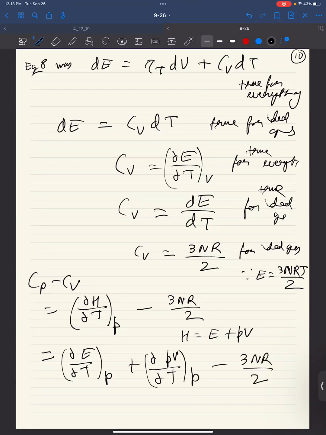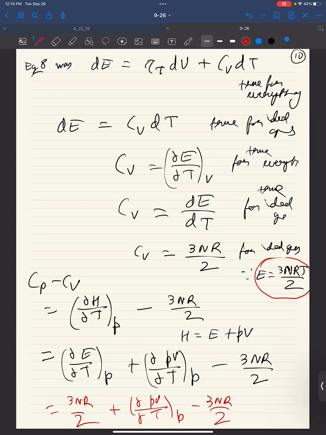What is partial E by partial T at constant pressure? If you look at this equation, it's again 3nR by 2. So what do we get? We get 3nR by 2 plus partial PV by partial T at constant pressure minus 3nR by 2. These two things cancel out. Now we will use Murray's favorite equation, PV is equal to nRT for an ideal gas. So what can we say here now, Murray? We can say partial nRT by partial T at constant pressure. And how much is that one? nR.